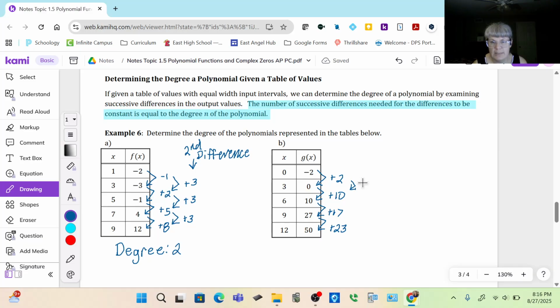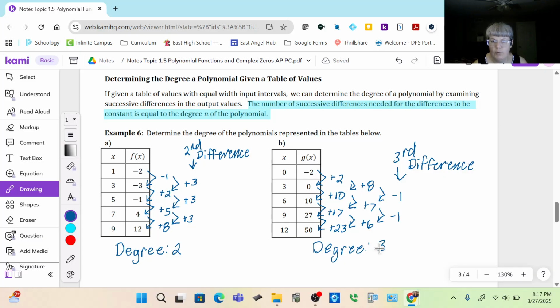So now I go to the second difference. I'm adding 8. I'm adding 7. I'm adding 6. I still don't have a constant value happening here. So I'm going out to my third difference. 8 to 7 is a -1. 7 to 6 is also a -1. And because I had to go out 1, 2, 3 times, we call this a third difference. So my degree is 3, meaning it would be a cubic function if I were to graph it.